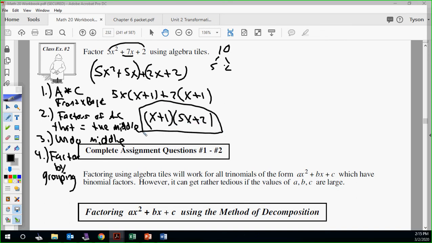That's what we're doing. We're going to do a bunch of examples, though. Okay? 5x plus 2 times x plus 1. Order never matters on these. It doesn't matter the order of your binomials. Okay?